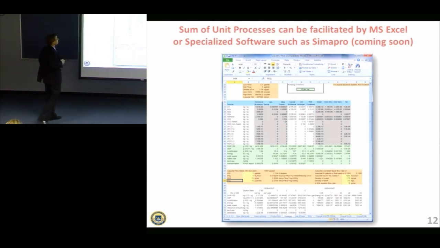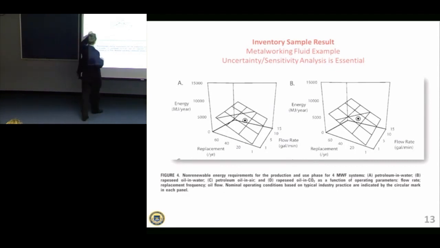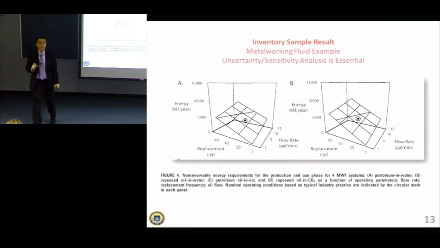This is one way to express the data in a spreadsheet. And you're looking at energy. So this is an inventory analysis. We're just looking at one metric from the inventory analysis, energy. Remember, our functional unit was to serve a machine tool at a plant for a year. So the output here, energy, is expressed as megajoules per year.